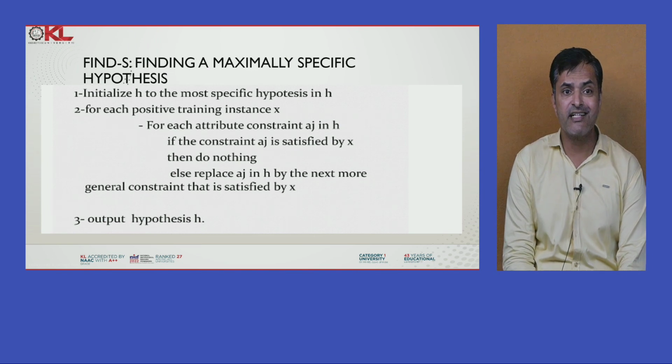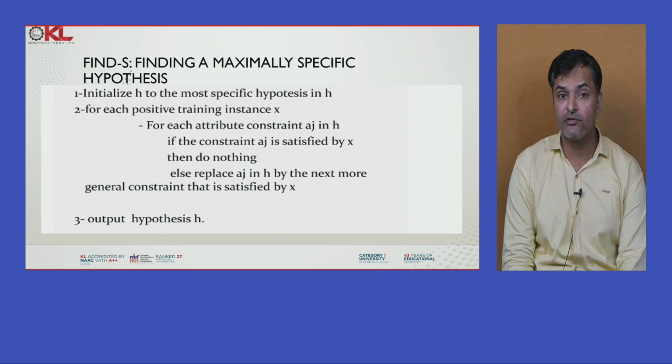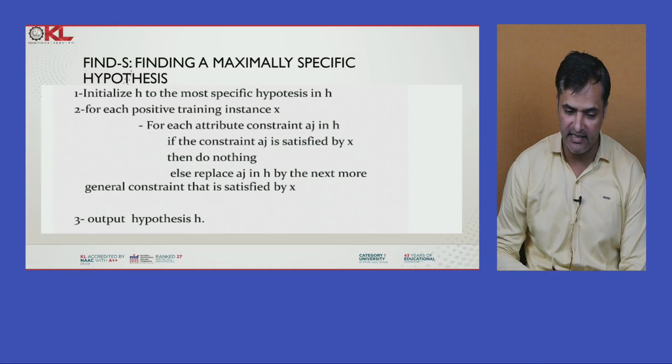We have to initialize h to the most specific hypothesis in H. For each positive training instance x, for each attribute constraint aj in h: if the constraint aj is satisfied by x, then do nothing. Otherwise, when it is not satisfied, it comes in the else part.